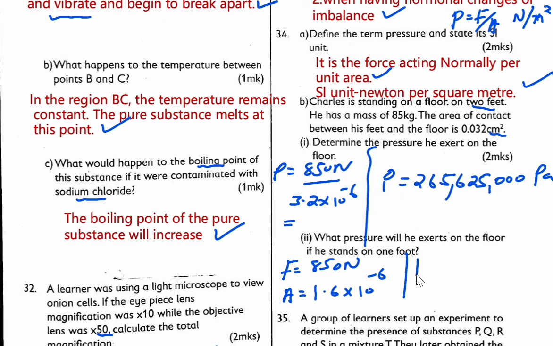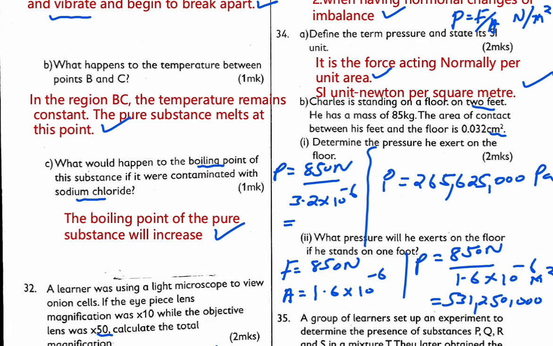So you can say pressure is equal to force over area. So pressure will be the force, 850 newtons, over the area, 1.6 times 10 raised to negative 6 square meter. So when you divide these two, you'll see it is again a very big number, 1,250,000 pascals or newton per meter square. So that is the answer to Roman 2.